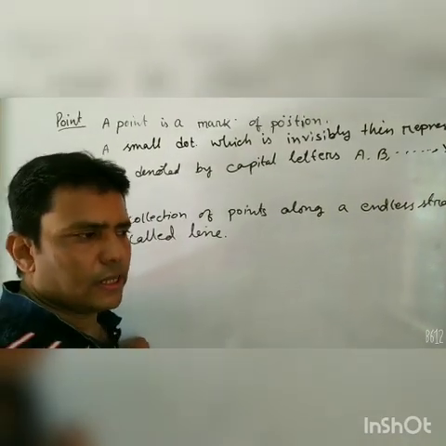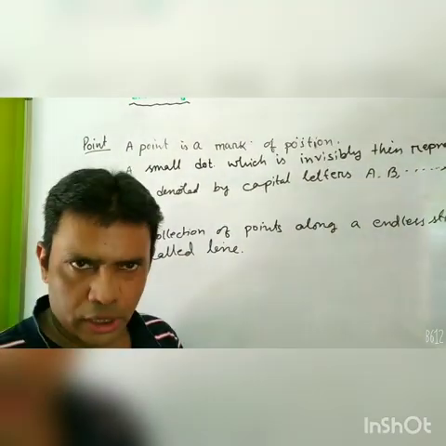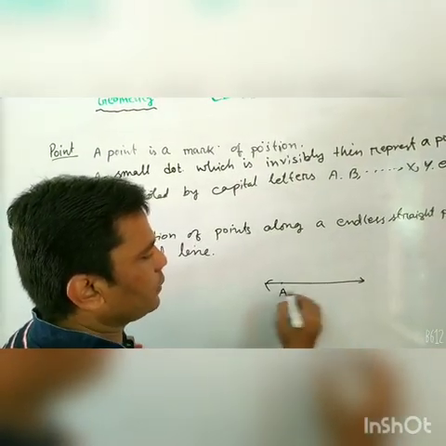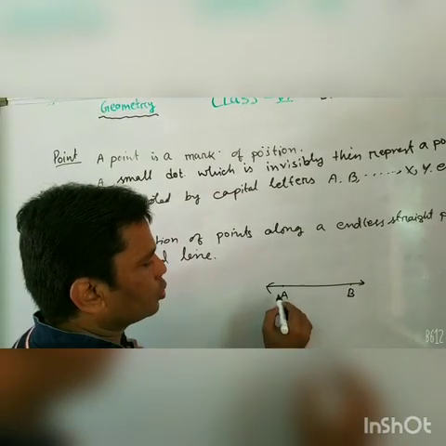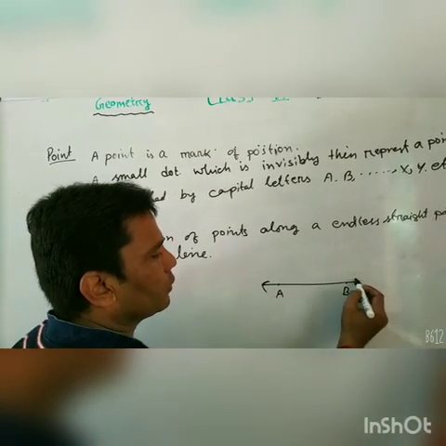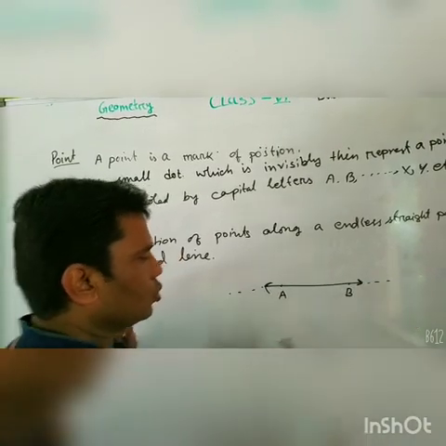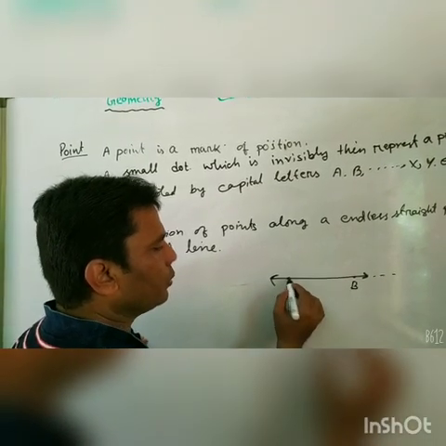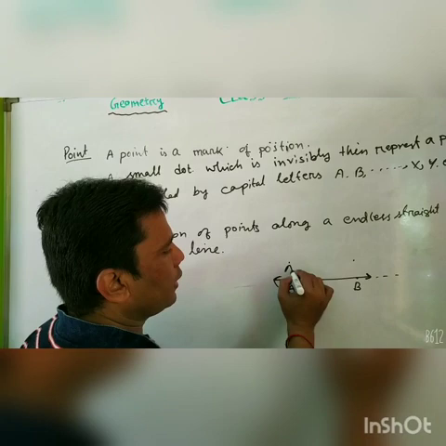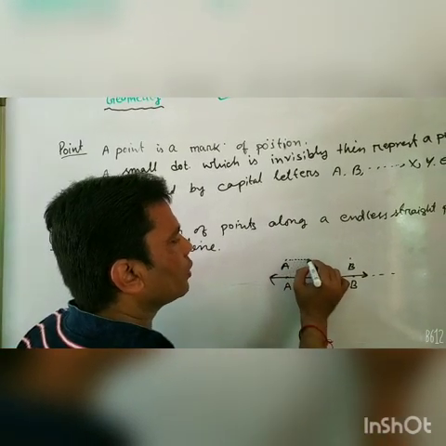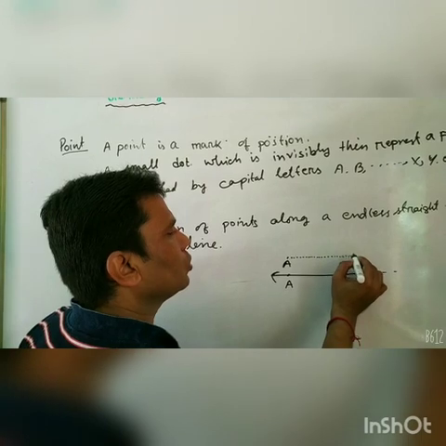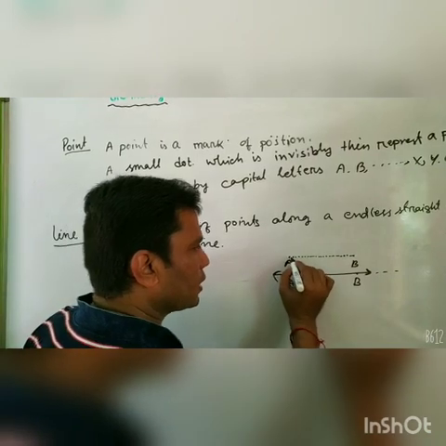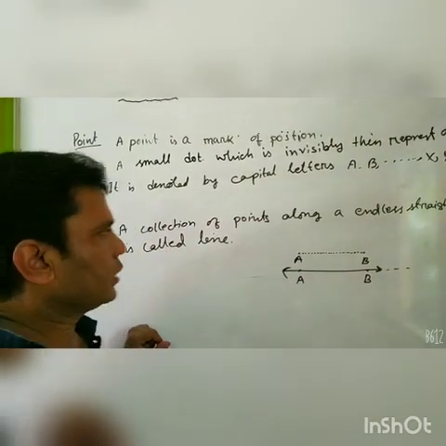So in this line there is no beginning and no end. Suppose AB is a line. There is no beginning, no end. It is endless. So the two ends are endless, there is no end point. How many points are there from A to B? Infinity. Endless points make a straight path. Then it is called a straight line or line.